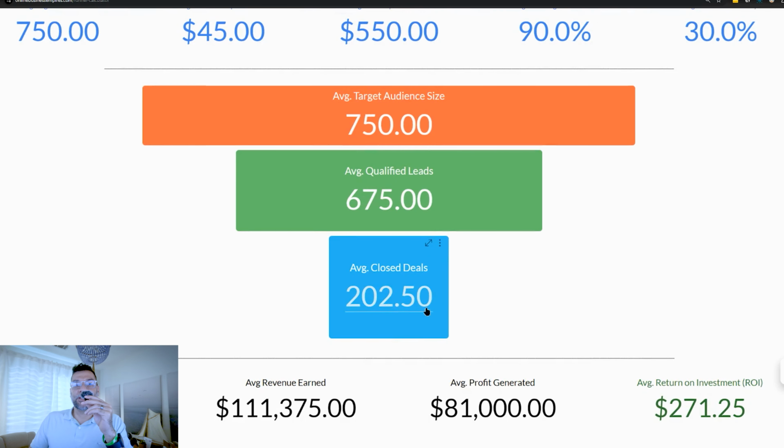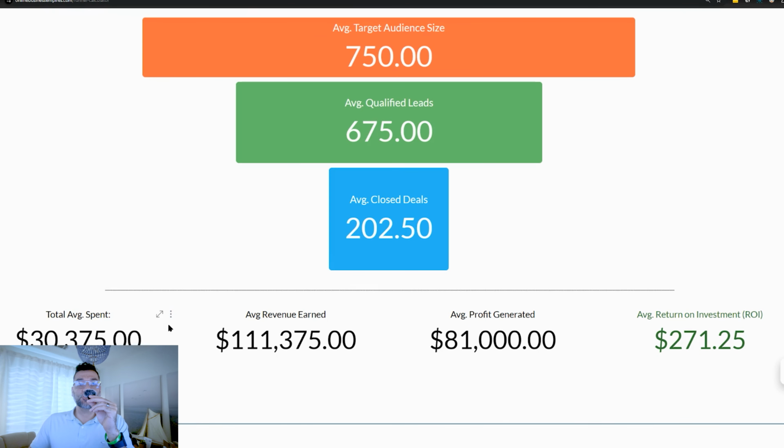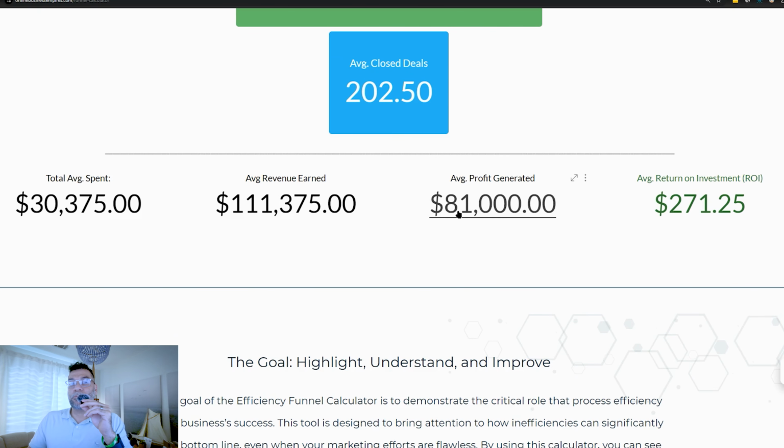We get the 0.5, but let's go ahead and just round it down to 202 average deals closed from the 775 leads that entered the sales process or the sales funnel. So for us to be able to generate those leads, we had to spend a total of $30,375, and we're able to generate $111,375. And from that revenue, we're able to generate a profit of $81,000.